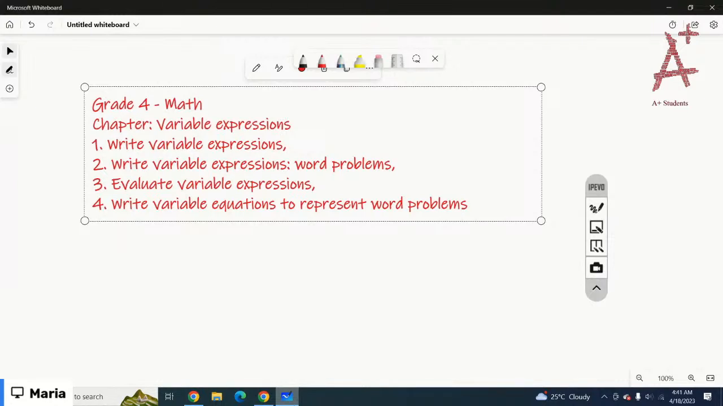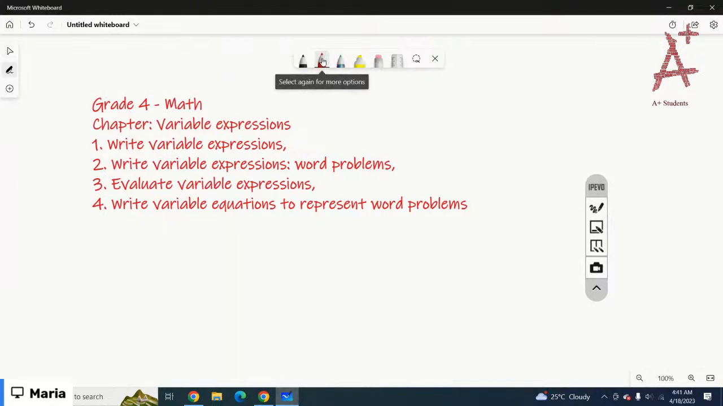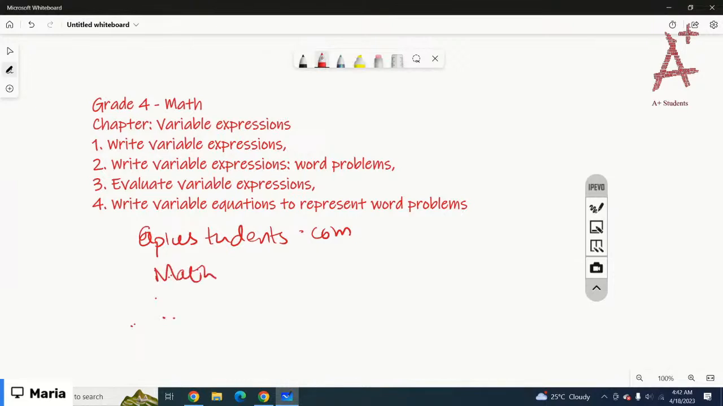So, we're going to start with grade 4 maths. You can find all the lessons on aplusstudents.com. You have to log in there using your email address and the password provided by the administrator. Then you have to select math from the subject tab, scroll down to grade 4, and then click on view all lessons. There you can find the list of the chapters.